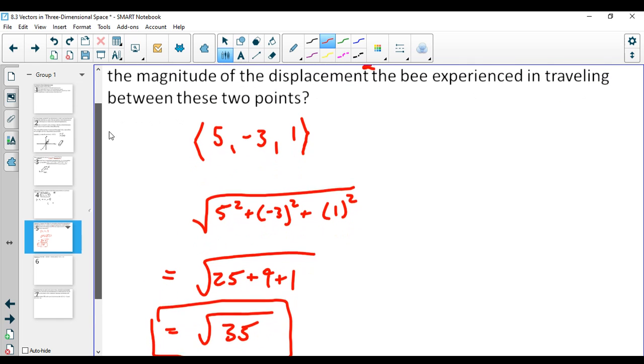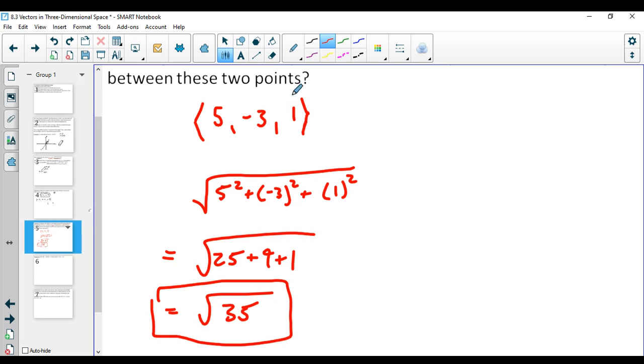So for this one, for the magnitude, I found the vector, right? And the vector is easy to find from 2 points, right? It's just the change in x, the change in y, and the change in z, right? How much have you moved in the x direction? How much have you moved in the y direction? How much have you moved in the z direction? And now this is basically just an extended Pythagorean theorem. Pretty easy.